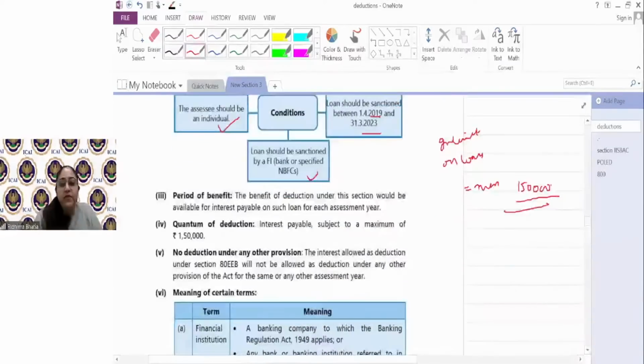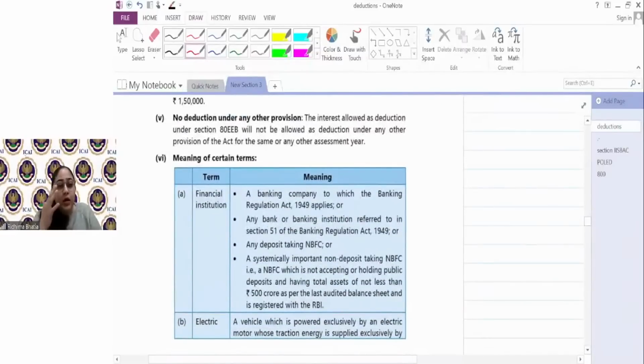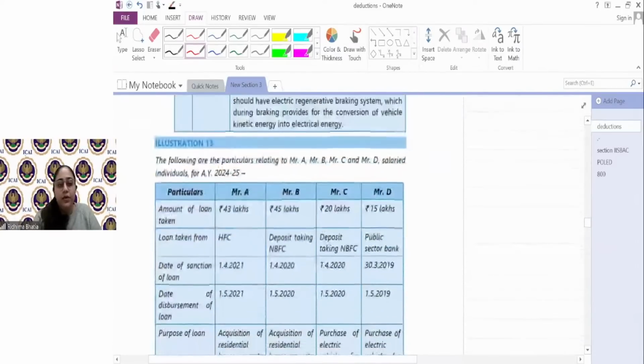And obviously, it's a beneficial thing now, because naturally you're getting another 1,50,000 as deduction. What better than this?